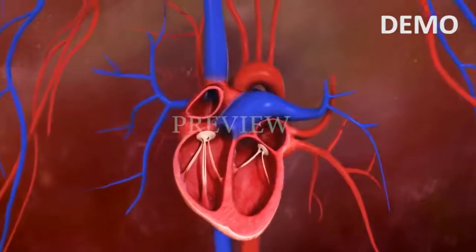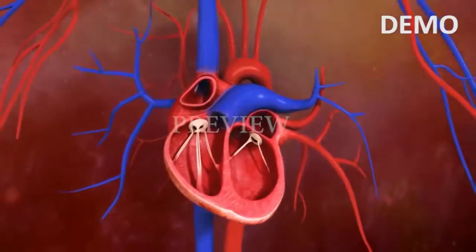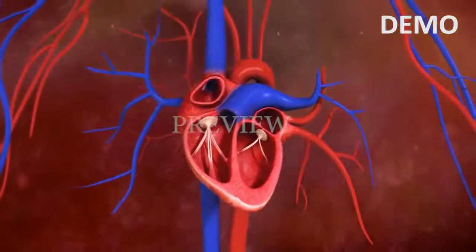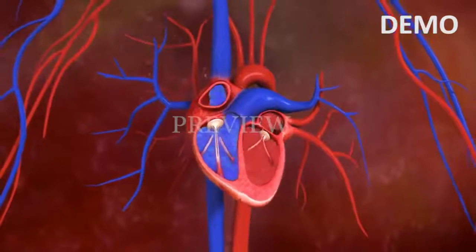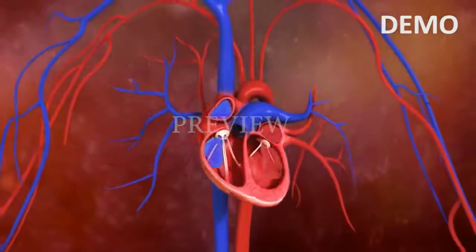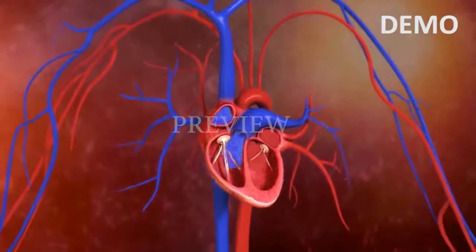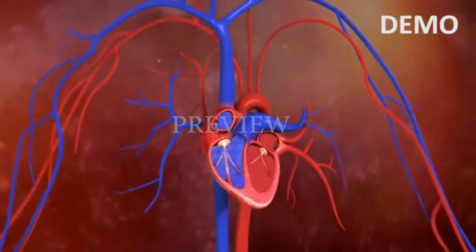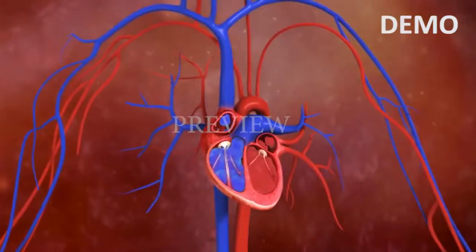When the muscles contract, the valves open, and when they relax, the valves close. The opening of these valves allows the blood to flow from the atria to the ventricles, and the closing of these valves prevents the blood from flowing back to the atria.